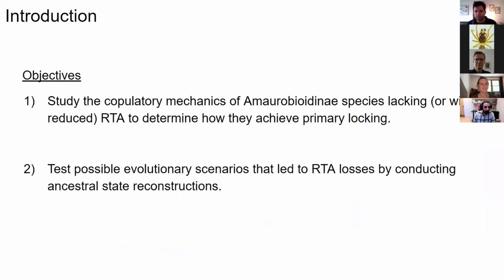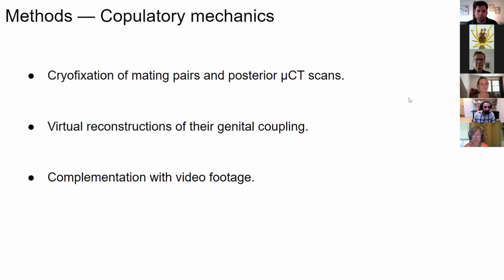Therefore, the aims of this study were first to study the copulatory mechanics of Amaurobioidinae species lacking an RTA to determine how they achieve primary locking, and then to test possible evolutionary scenarios that led to RTA losses by conducting ancestral state reconstructions. As for the copulatory mechanics part, we did this by cryofixation of mating pairs and posterior micro-CT scans. Then we virtually reconstructed their genital coupling, and we complemented this with detailed video footage of the genital coupling as well.